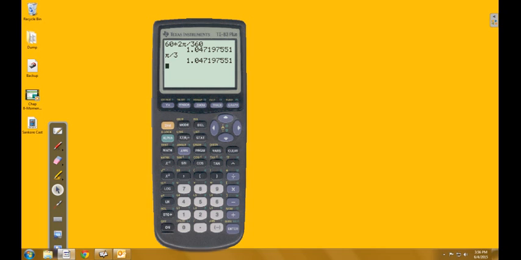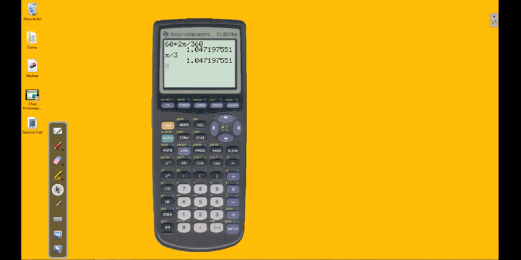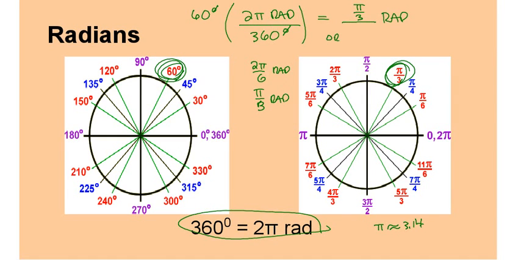But we can do those conversions and they work out fine. So I'm going to put here 1.047 radians. And typically that would be plenty good for what we do.